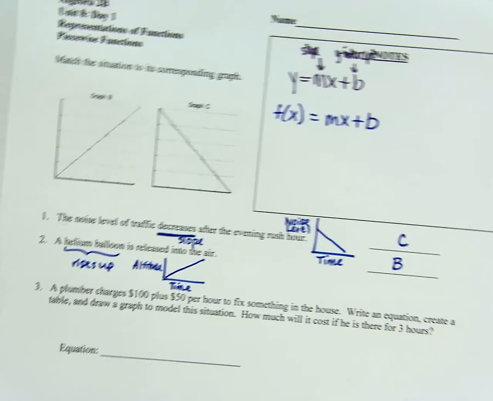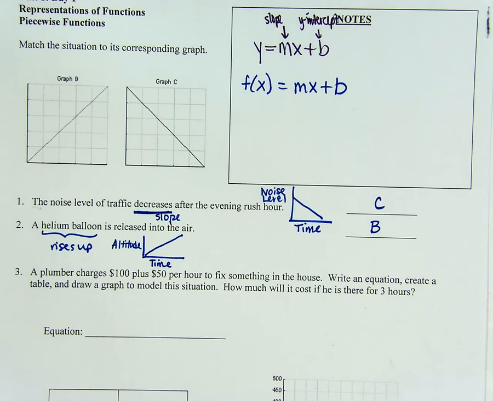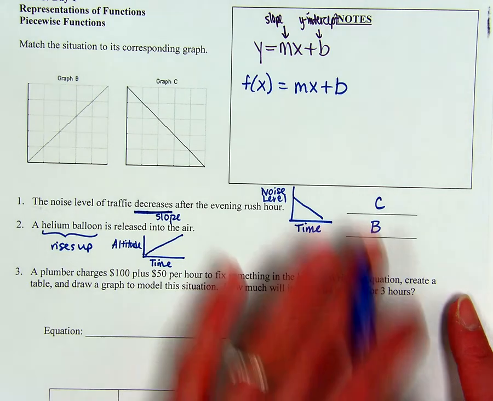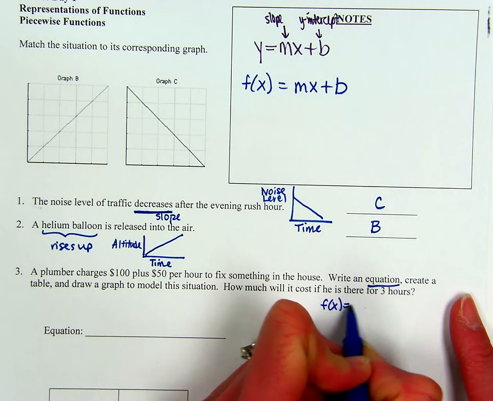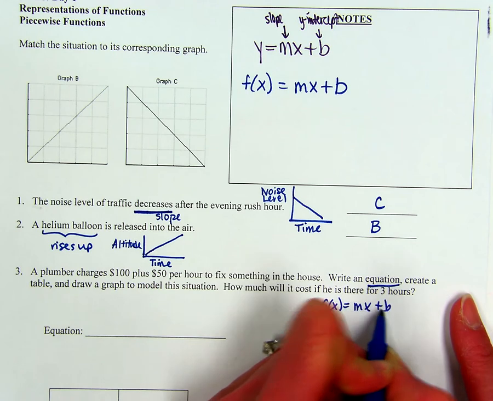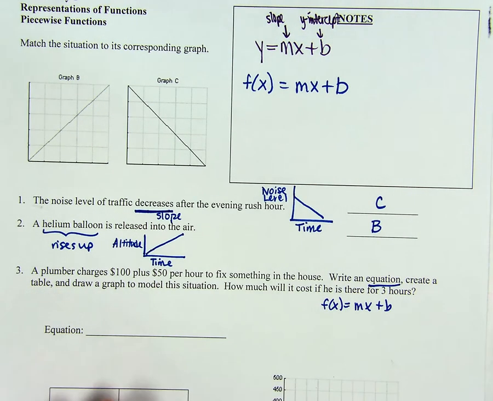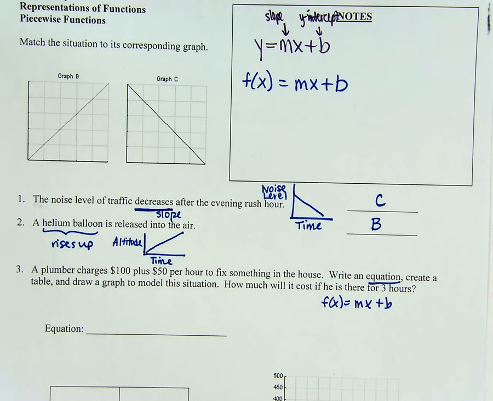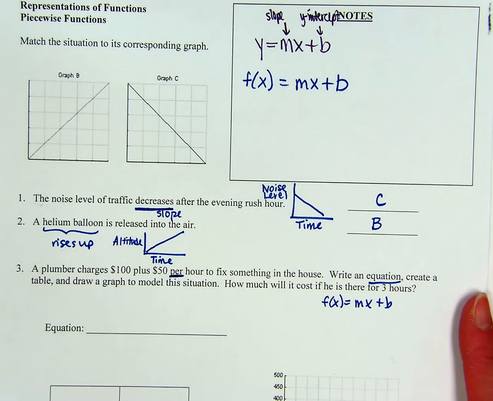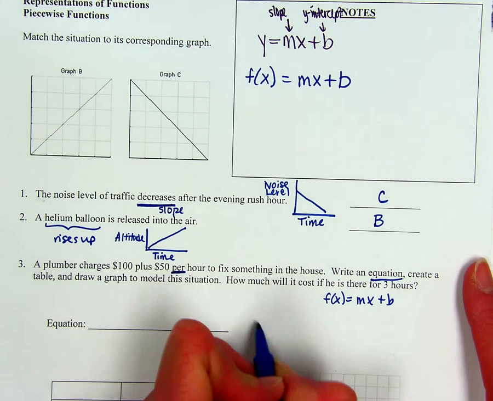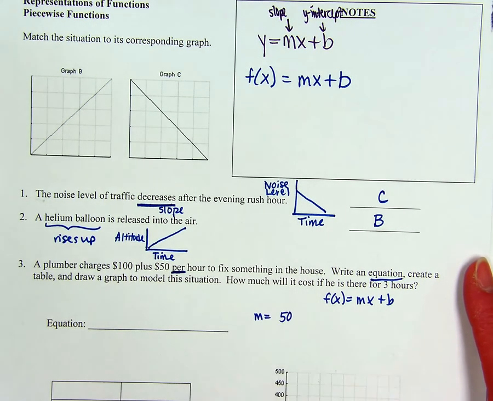All right, third problem says a plumber charges $100 plus $50 per hour to fix something in the house. So you're going to write an equation. These are all linear functions, so you're writing an equation that is f of x equals mx plus b. You're going to create a table of values, and then you're going to draw a graph to model this situation. So you should remember from first semester that when we see per, that usually indicates our slope. So my slope is 50.